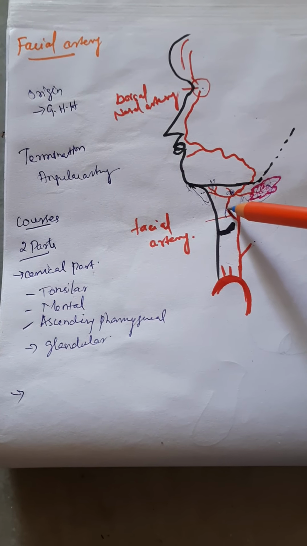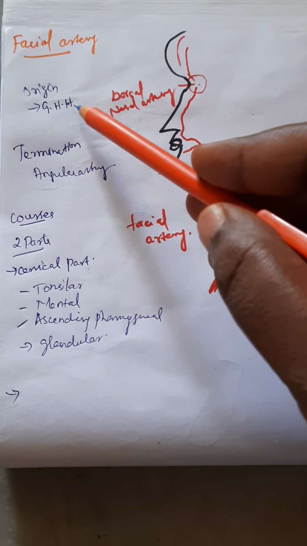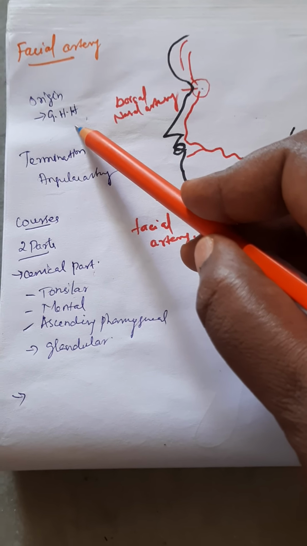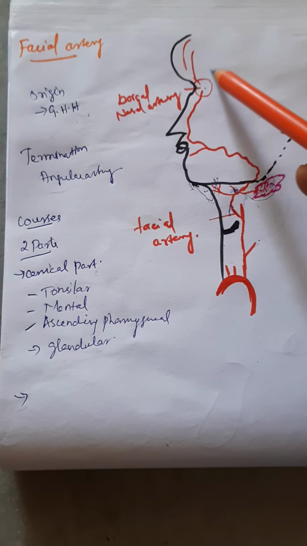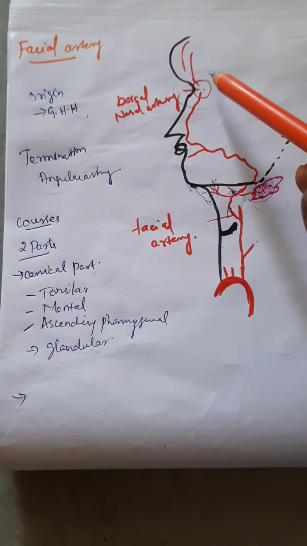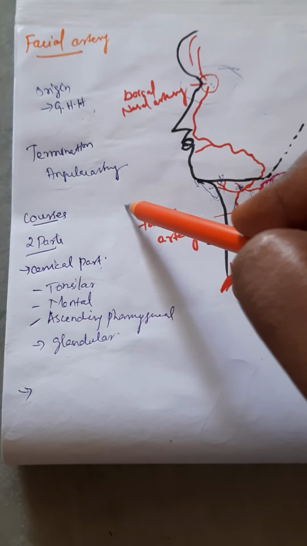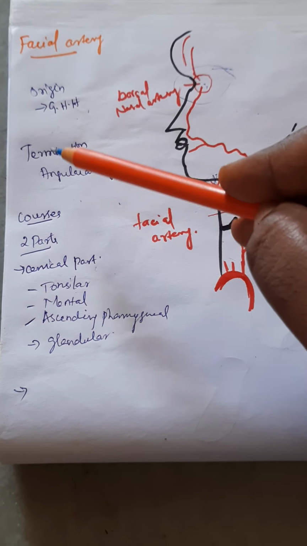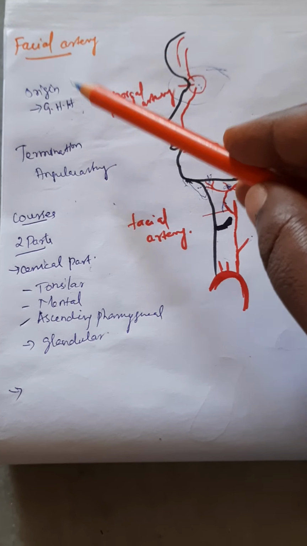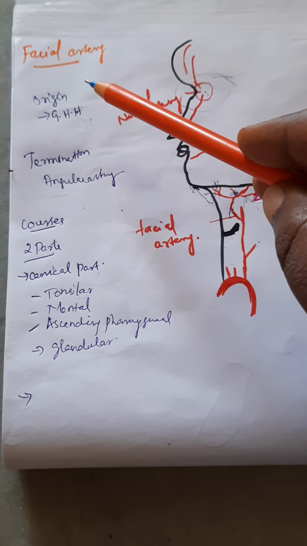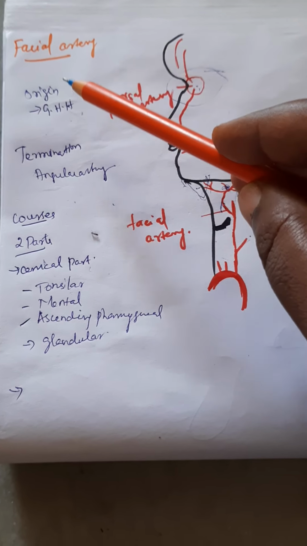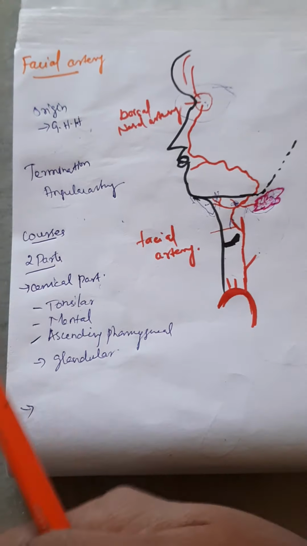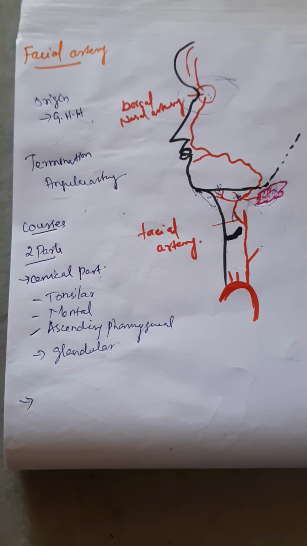For the origin, you have to remember the greater cornu of the hyoid bone, from the external carotid artery. It terminates near the medial end of the eye as the angular artery. Now you can easily remember the origin as well as the termination of the facial artery. Commencement is also known as the origin of the artery. Next you have to remember the course.